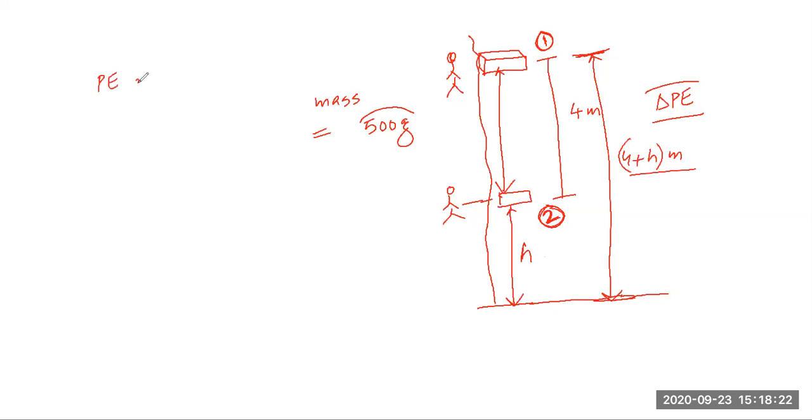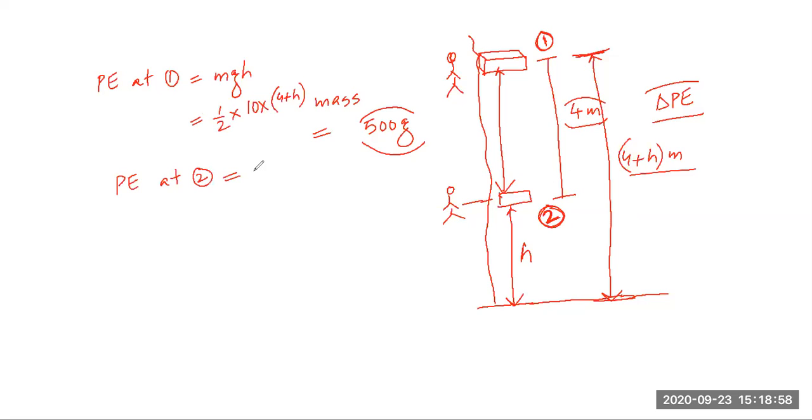What is the potential energy of this body? Potential energy at 1 is equal to mgh. Now what is the mass? 500 gram. Convert the mass into kg, so it will be half kg into, let's say, g is 10. h is how much? 4 plus h, not 40 plus h. Why did you say 40? Okay.